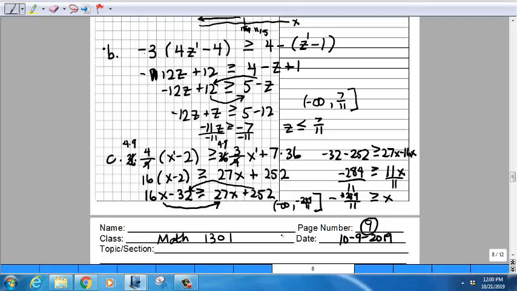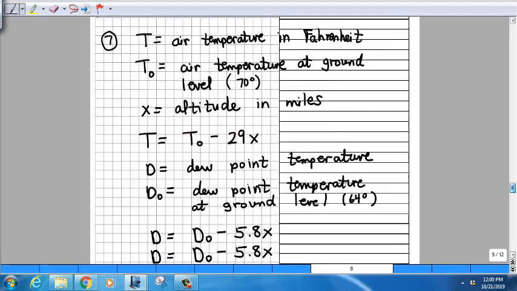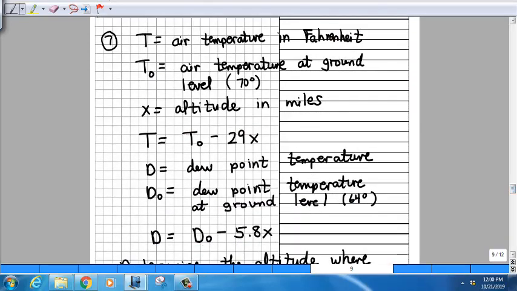So, really, very much like solving equations. Let's look at an application here. This one's kind of interesting.